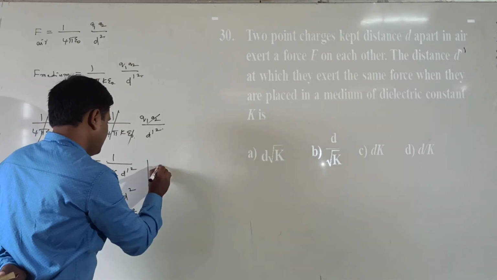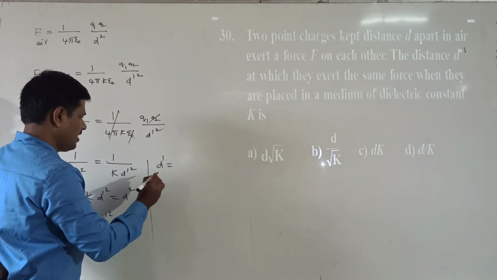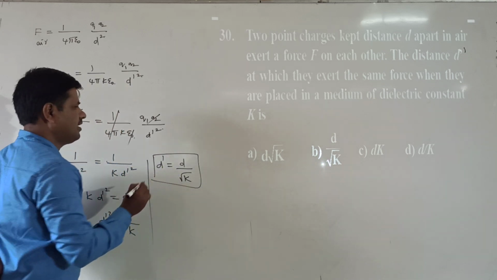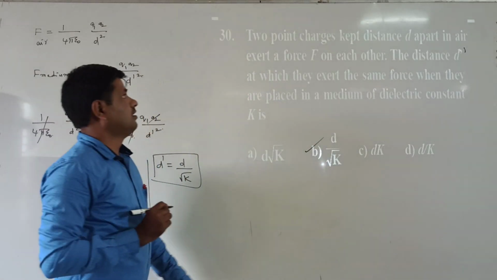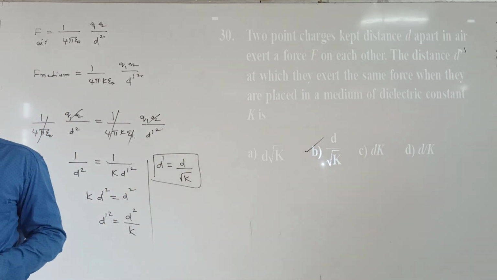Now D dash is the new distance. D dash is equal to under root of D square by K. The under root of D square is D, and the under root of K is root K. So D dash is equal to D by under root of K. Totally 30 questions are completed. The remaining 30 questions will be discussed in the next video. Okay, thank you.